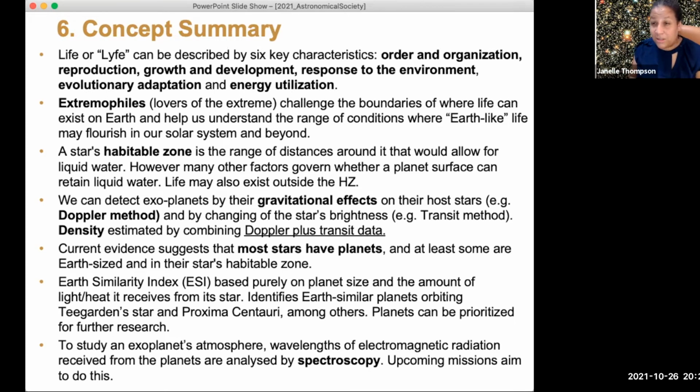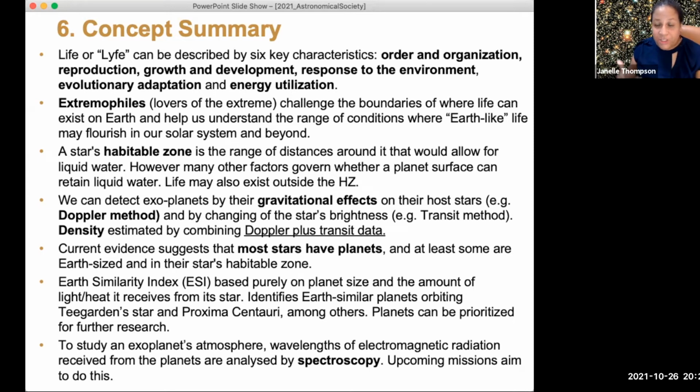We learned about a star's habitable zone, which is the range of distances around a star that would allow it to potentially harbor liquid water. It's not enough to just be in the habitable zone, though. You'd also need an atmosphere in some way to keep the atmosphere and the liquid water in place.